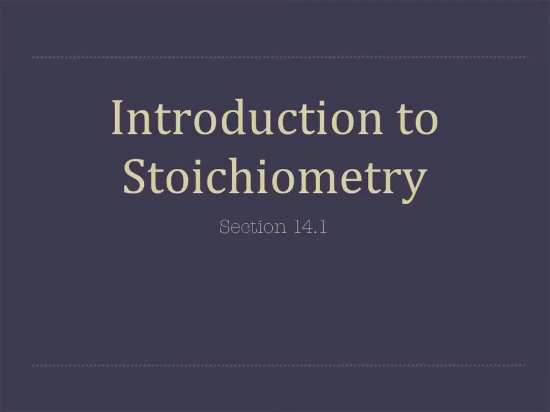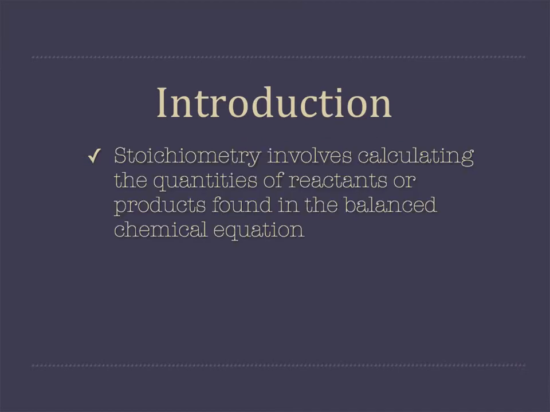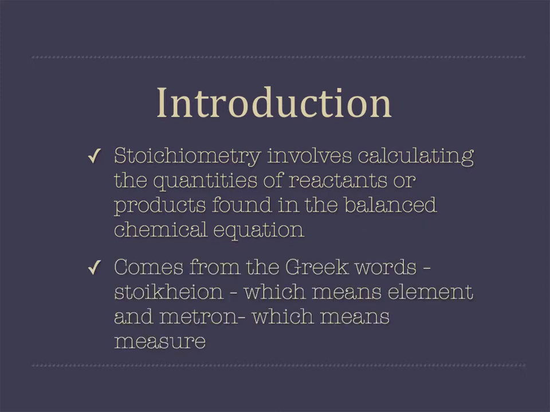All right, this is section 14.1. We're going to start talking about stoichiometry. First of all, just to let you know what stoichiometry is, it is basically when we are doing calculations based on our reactants, based on our products, so the balanced chemical equation. We're doing some calculations using the equation. That's the idea of what we're doing in stoichiometry.